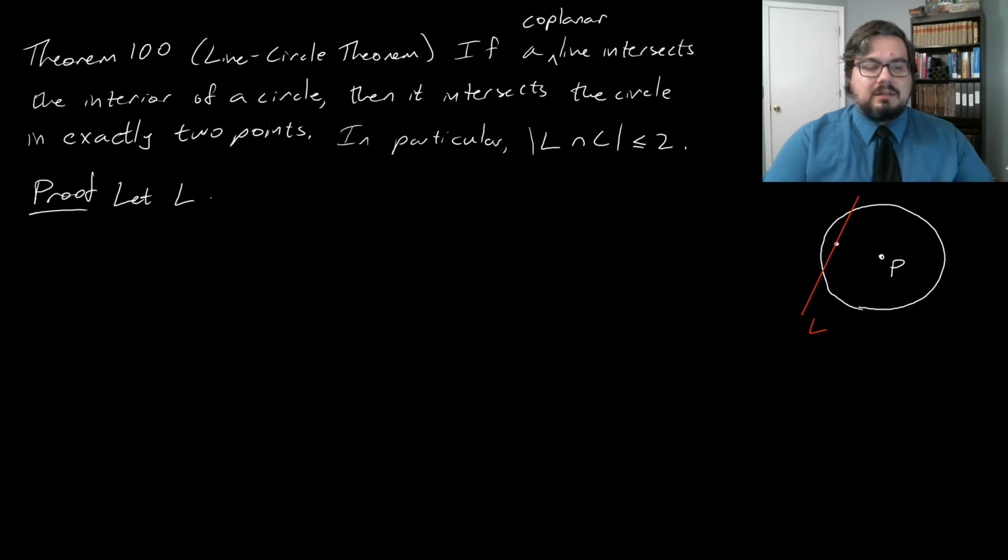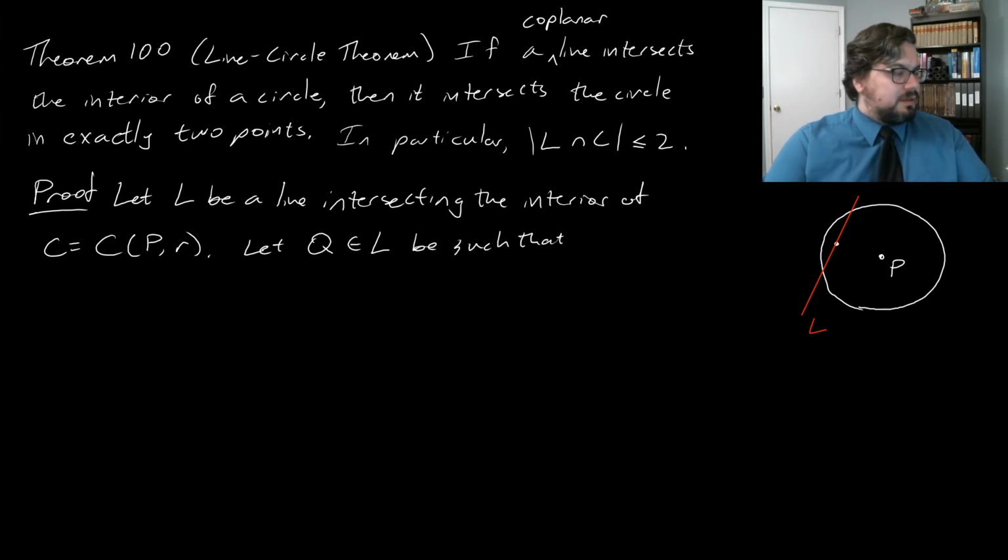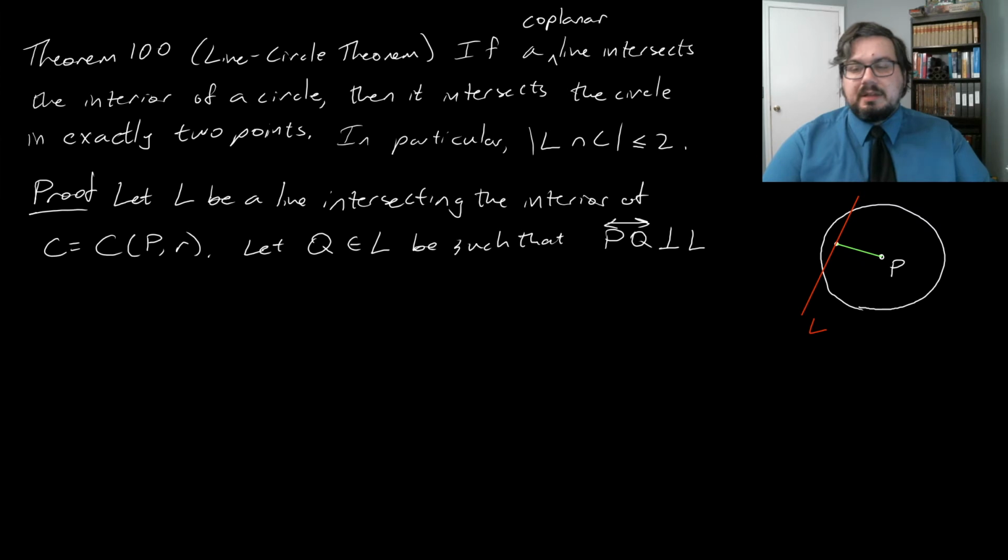So let's let L be a line intersecting the interior of the circle C, which has center P and radius r. Now let's let Q be the point on L such that the segment PQ, or the line PQ, is perpendicular to L. As always, this is always possible.